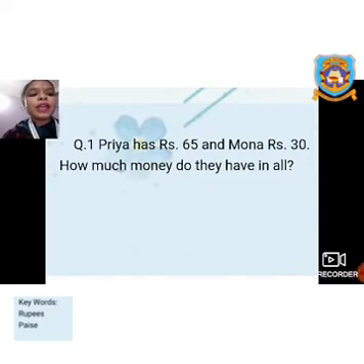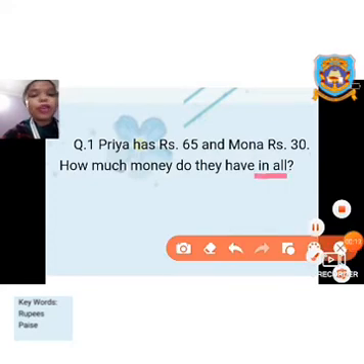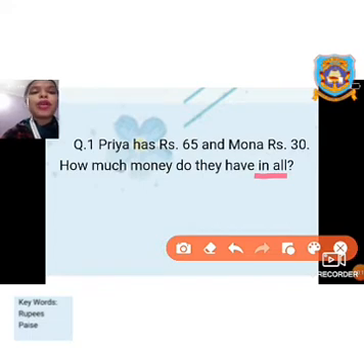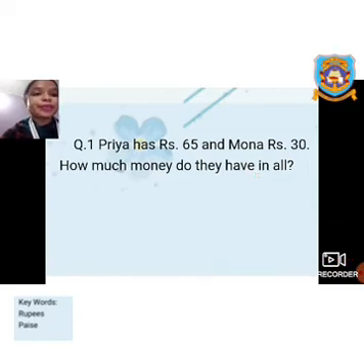Now children, here I have taken 2 questions. Priya has rupees 65 and Mona has rupees 30. How much money do they have in all? So the words "in all" are used for addition, as you already know. Here only rupees is given, no paise. So you can make the vertical column for rupees and you can find the answer.